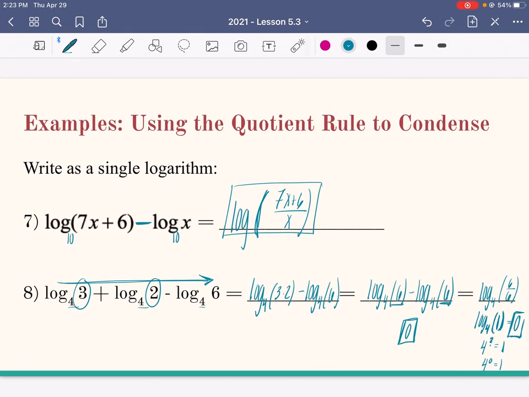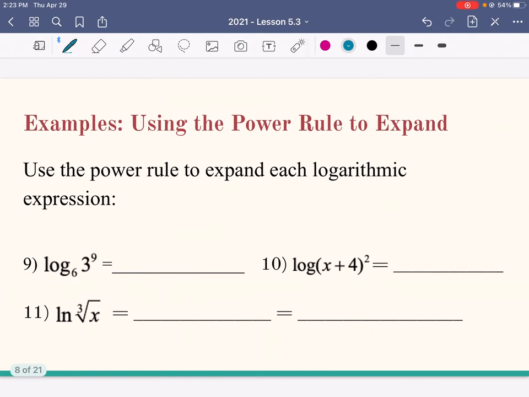And that's the cool thing about logarithms and log properties, is that all of these problems are going to have multiple different ways of simplifying, expanding, condensing, all that. Okay, now let's use power rules. So we are going to expand each of these. So I'm going to take the power, move it to the outside, so I get 9 times log base 6 of 3.